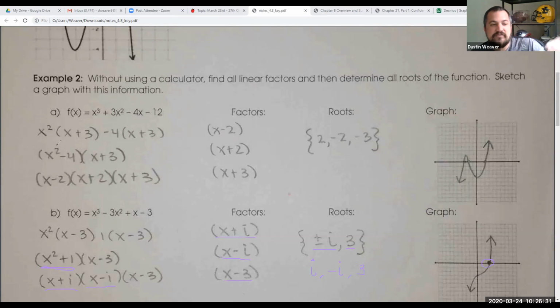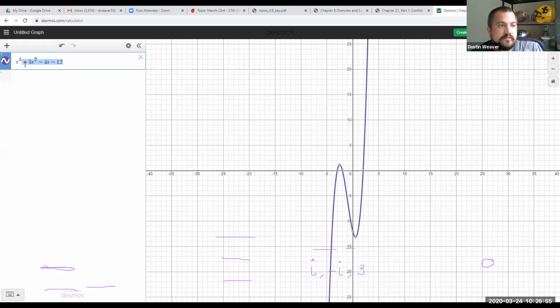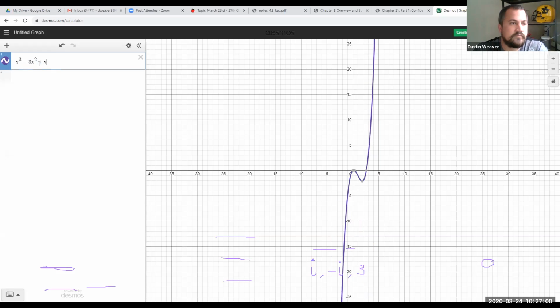So in A, everything worked nicely. We got 3 real numbers. It showed up on the graph. Everything's great. In B, we got 2 imaginary numbers. So that's why on the graph, we only saw 1. So if we go to B on Desmos, x to the third minus 3x squared plus x minus 3. Then notice what we see is it only crosses once, but it's still a cubic function.